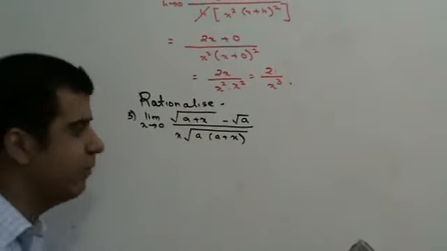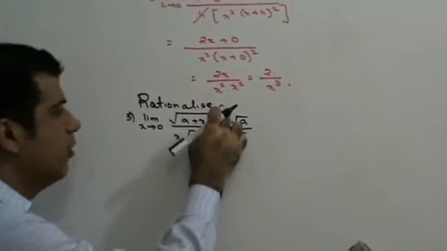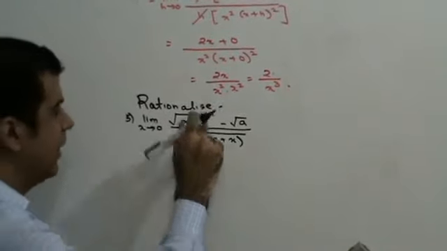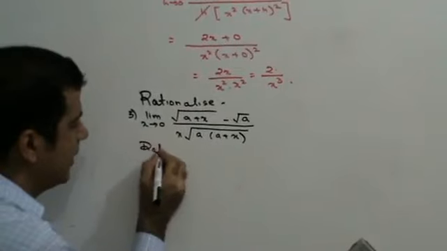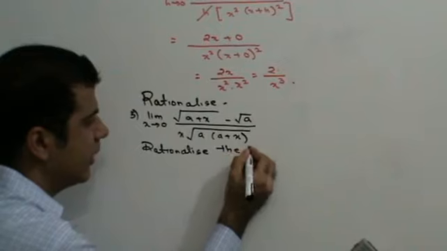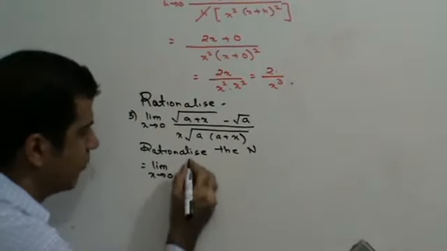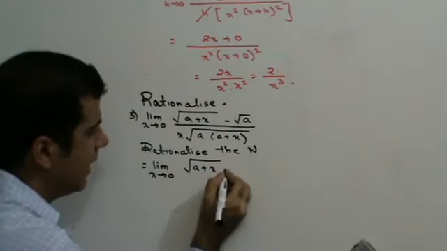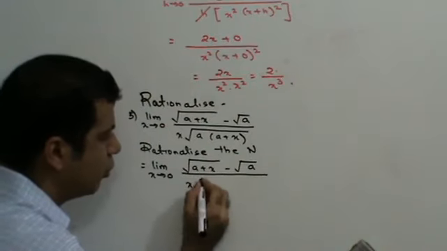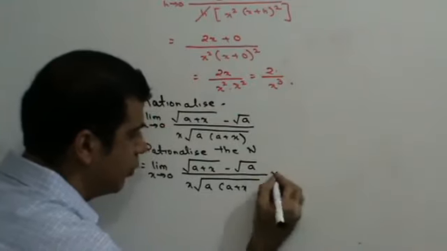Why the numerator and why not the denominator? Because there is an addition subtraction sign. You have to rationalize where you have addition subtraction sign, not where you have multiplication sign. So I'm going to rationalize the numerator. So this is going to be limit of x tends to 0, root of a plus x minus root a upon x root of a plus x. Let's rationalize the numerator, people.